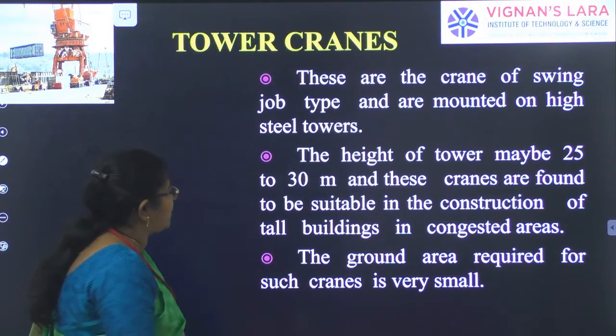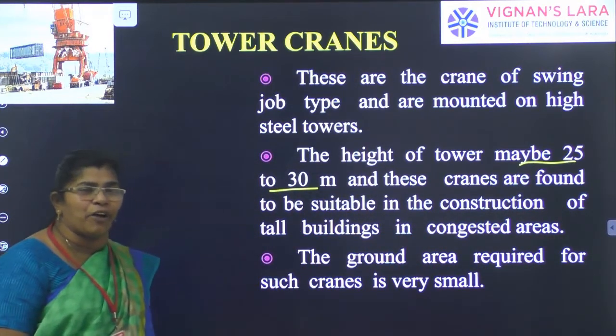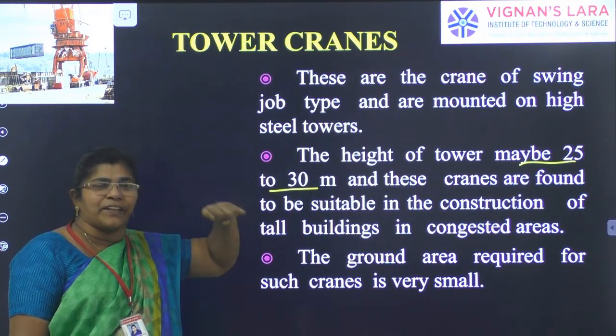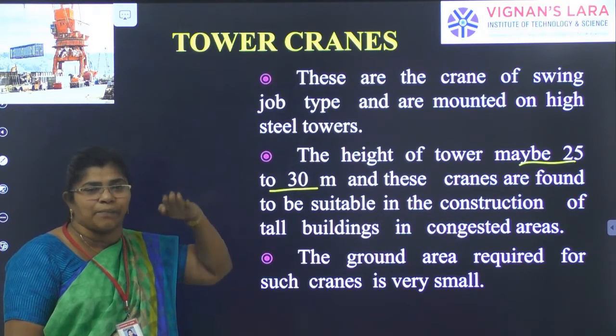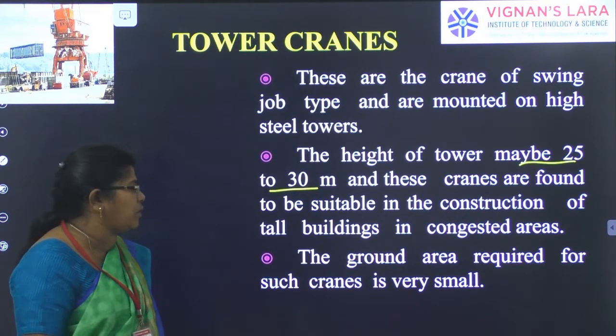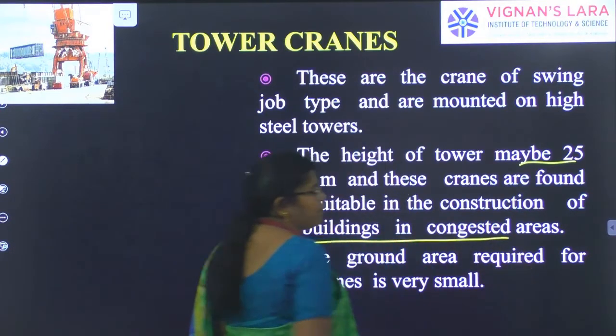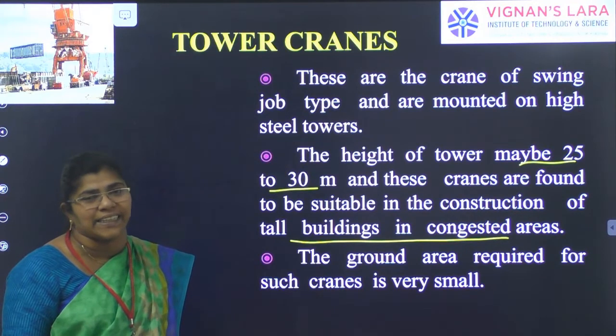That is, it will swing and it will go and take it and keep it in the position mostly. The height of the tower may be 25 to 30 meters based on the height. And even if you want to have for more heights, after 30 meters building or some platforms, we can again construct this tower cranes, which will be more stable. And also these cranes are mostly used for the tall buildings in the congested areas.